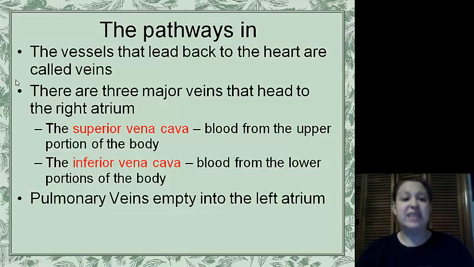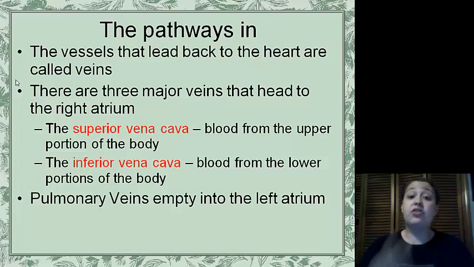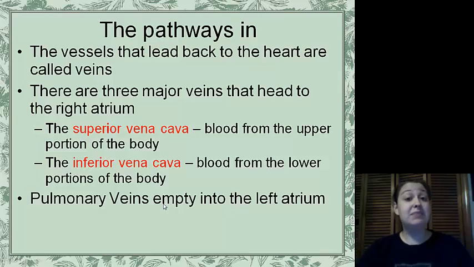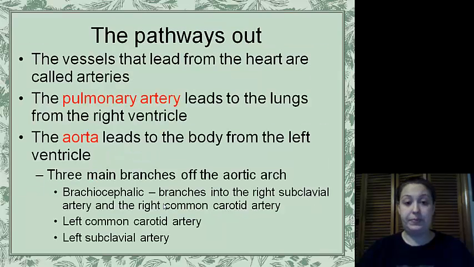The pathways in. The vessels that lead back to the heart are called the veins. There are actually two major veins that we're going to talk about, that lead to the right atrium. The superior vena cava, which is the blood from the upper portion of the body, and the inferior vena cava, which is carrying blood from the lower portion of the body. They come together to create the pulmonary veins that empty into the left atrium.